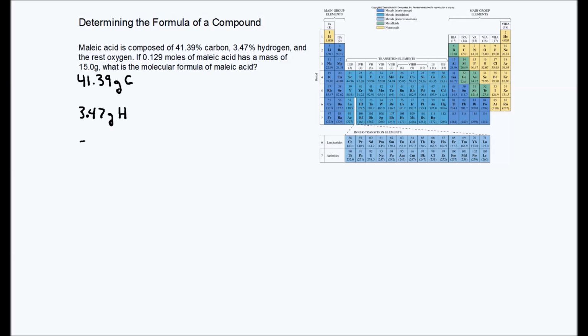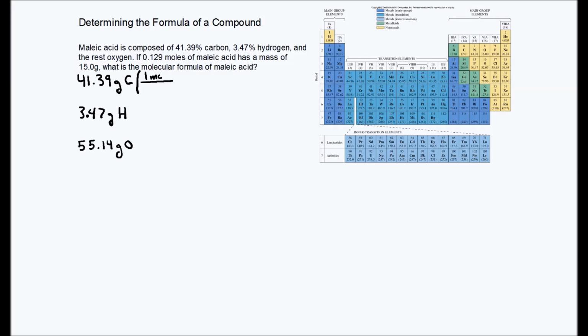Well, we know the percent of the whole compound is 100%. If you add up all the percents of all the individual elements, you've got to get 100%. So we can find how much oxygen is there by subtraction. So 100 minus 41.39 minus 3.47 tells me that this compound is going to be made up of 55.14% oxygen, or in our case for use, 55.14 grams of oxygen. And now I can convert to moles.